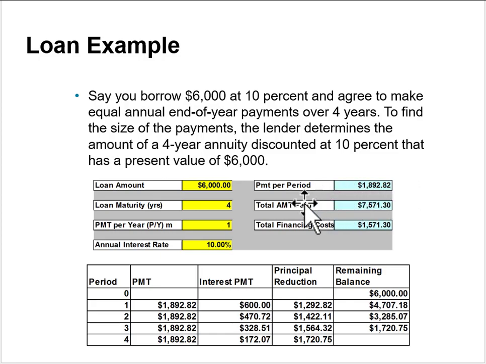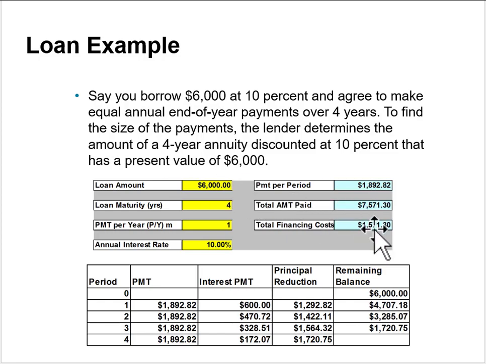$1,892. So the total you're going to pay, 4 times $1,892, you're going to pay $7,571. So the total financing cost is $1,571.